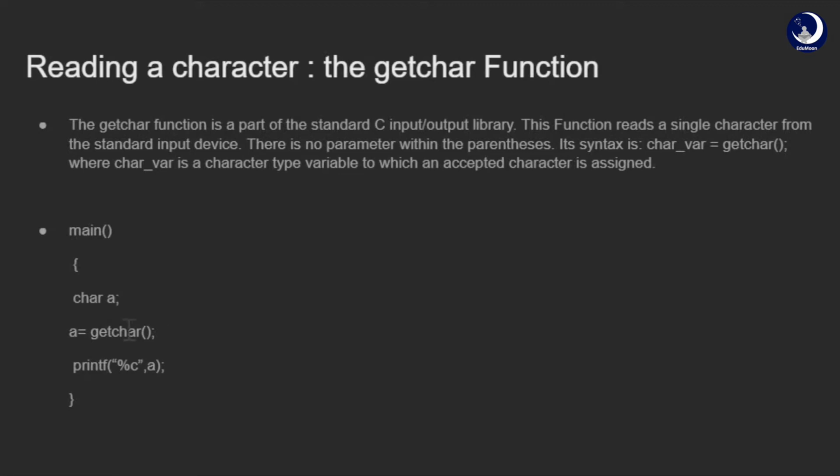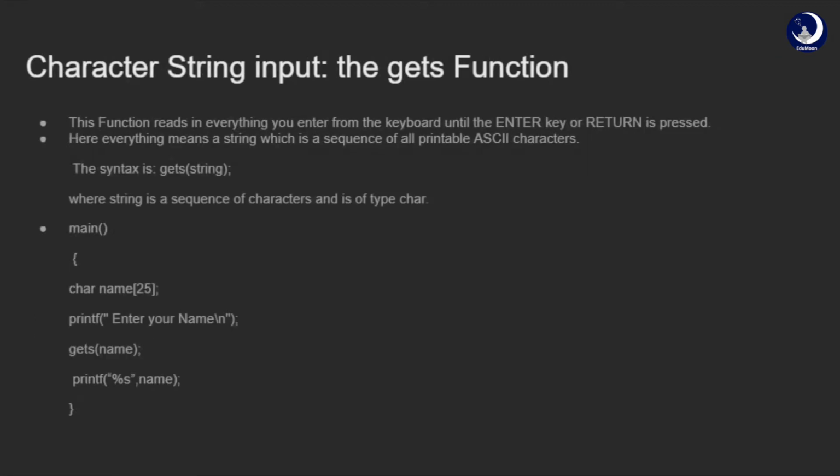Followed by the getchar function, we have the gets function. The gets function basically deals with character string input. So the function reads in everything you enter from the keyboard until an enter key or a return key is pressed. So what is this everything? This everything means a string which is a sequence of all printable ASCII characters. The syntax is gets string, where string is a sequence of characters and is of the type char.